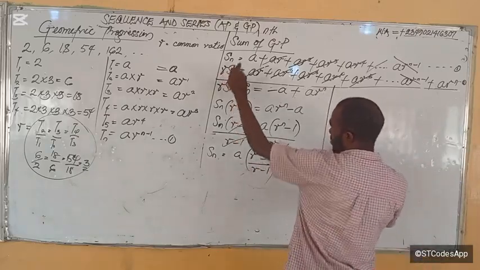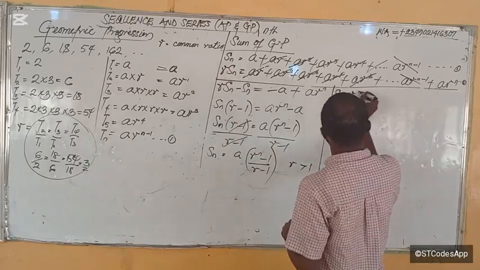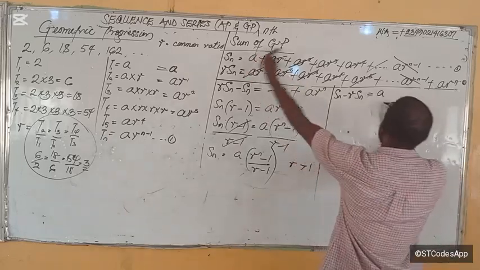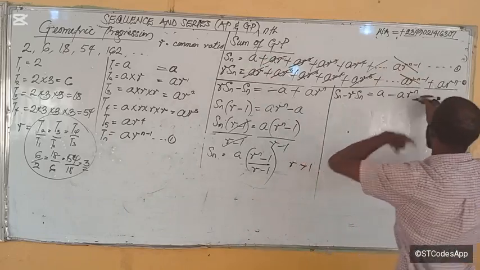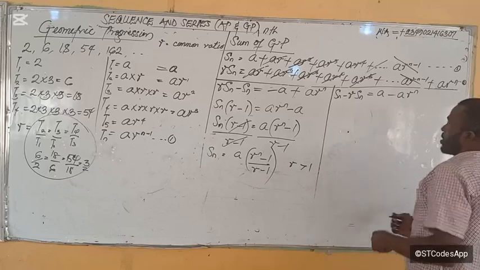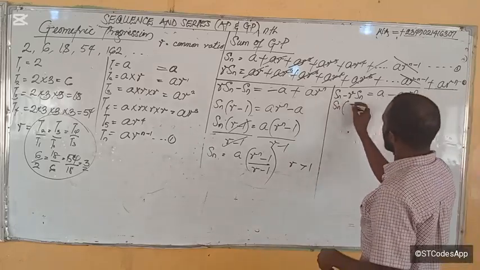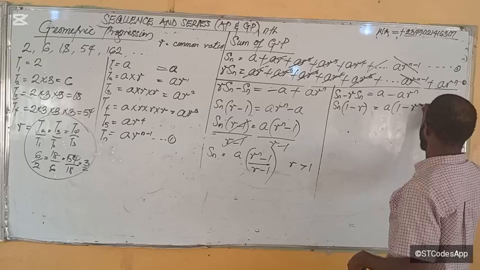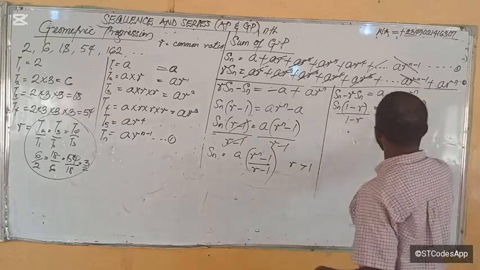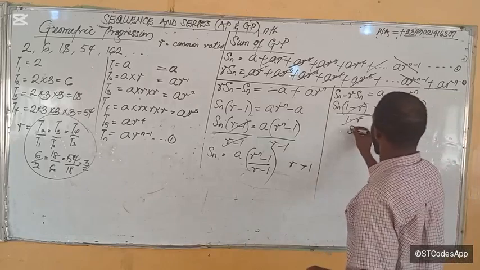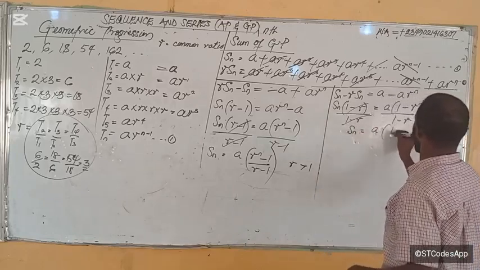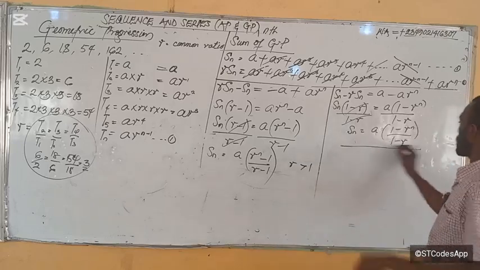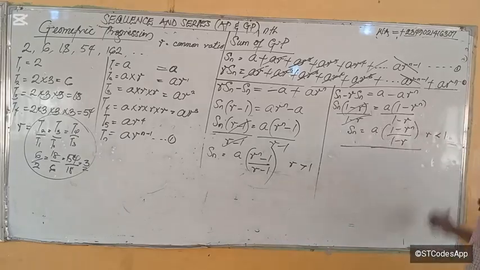S minus this one. That will be S sub n minus R S sub n. That becomes this now, A minus this guy. Exactly, now A plus minus this guy. Exactly. So S sub n into 1 minus R equals A into bracket 1 minus R^n. Divide both sides by 1 minus R over 1 minus R, and we'll have S sub n equal to A into bracket 1 minus R^n over 1 minus R. So this is the sum when R is less than 1.